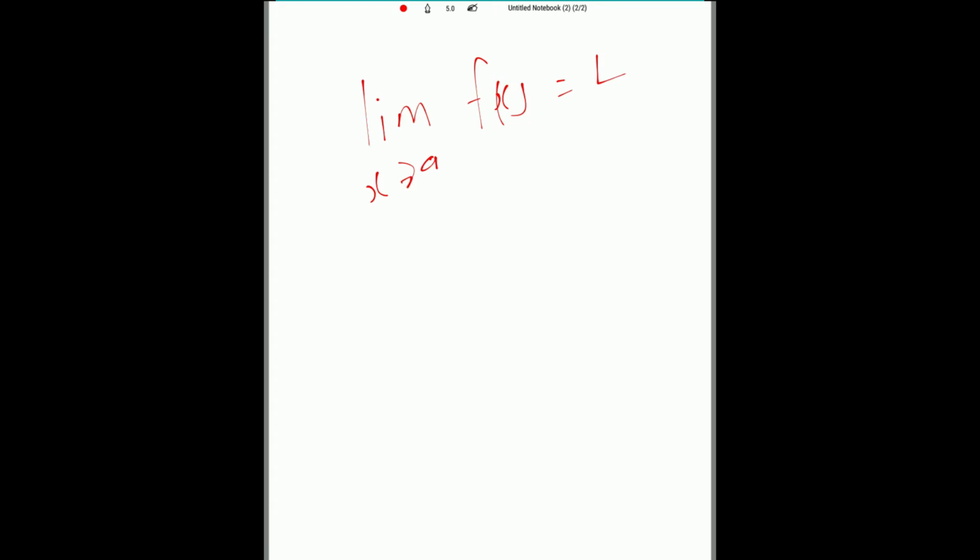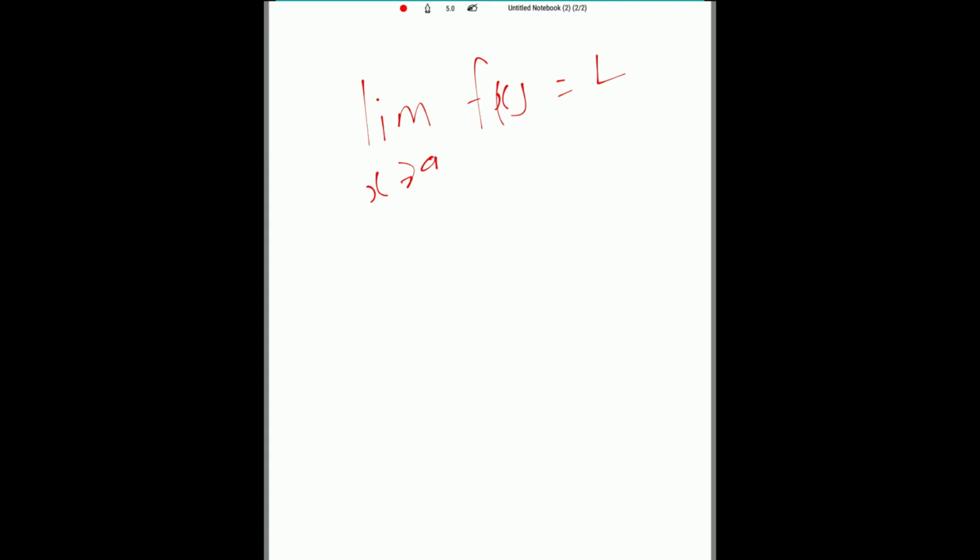And we discussed that in a previous video. But suppose we wanted to determine the limit of f of x as x approaches infinity. In other words, is there a number that f of x approaches as we render x larger and larger and larger?